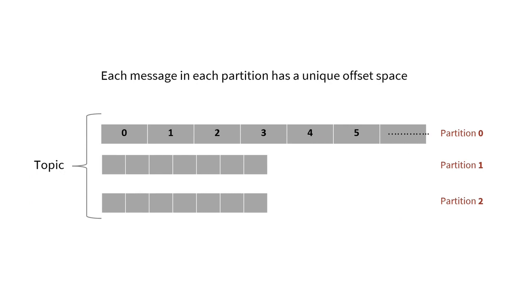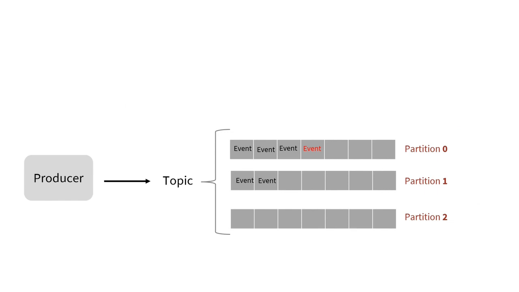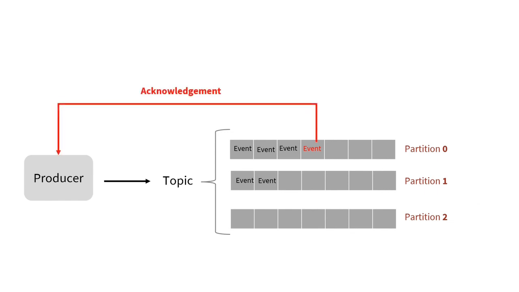Each message in each partition has a unique offset, starting from 0, 1, 2, and they keep increasing forever depending on the number of events for that specific partition. Once the event gets added into the partition, Kafka sends an acknowledgement back to the producer confirming that the message has been added. So the next event is going to be added in the following offset within this partition.